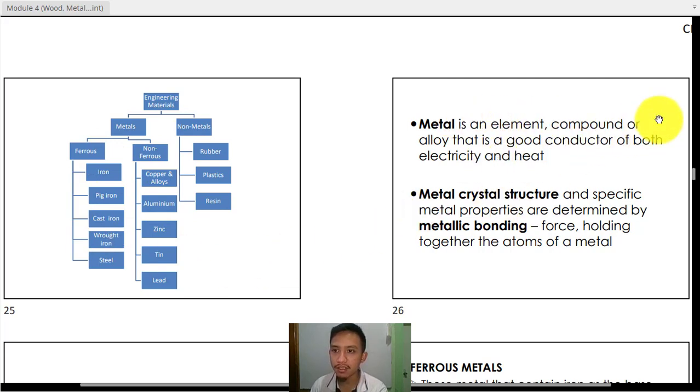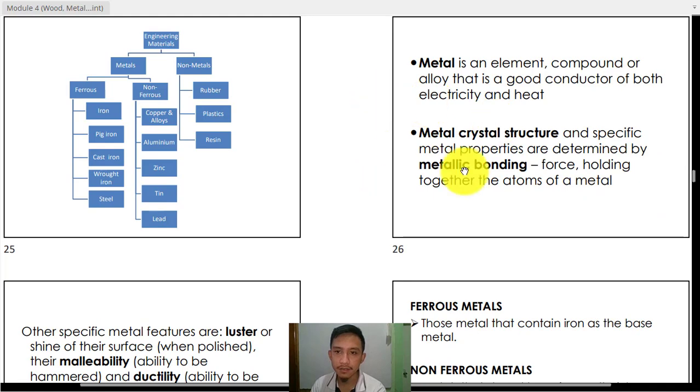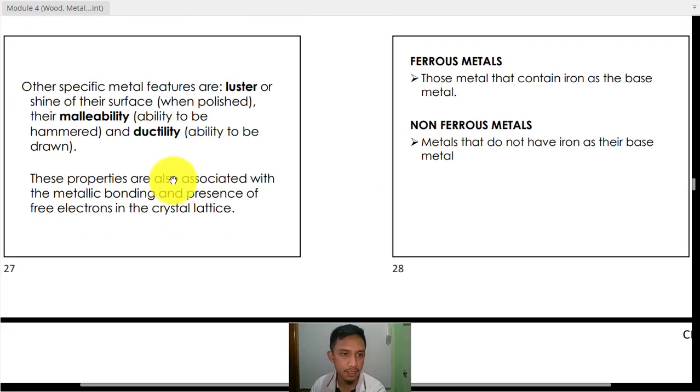So metal is an element, compound, or alloy that is a good conductor of both electricity and heat. Metal crystal structure and specific metal properties are determined by the metallic bonding force holding together the atoms of metal. So this is just to introduce ourselves to metals. Other specific metal features are luster or shine of their surface, and then malleability and ductility. These are the important properties of the steel that we need in construction.